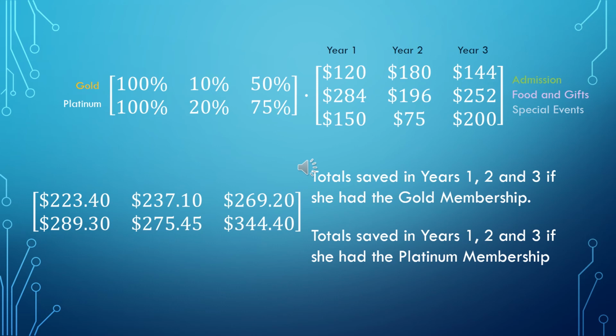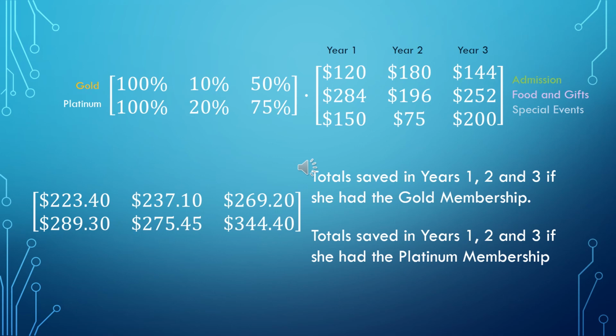If I go across row 2 and down column 1, I'm doing 100% or 1 times 120 plus 0.2 times 284 plus 0.75 times 150, and I get 289.3. If I go across row 2 and down column 2, I'm doing 1 times 180 plus 0.2 times 196 plus 0.75 times 75, and I get 275.45.